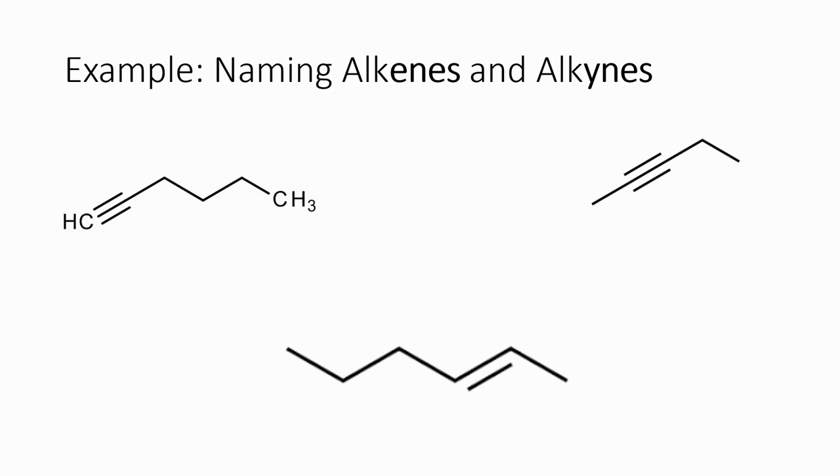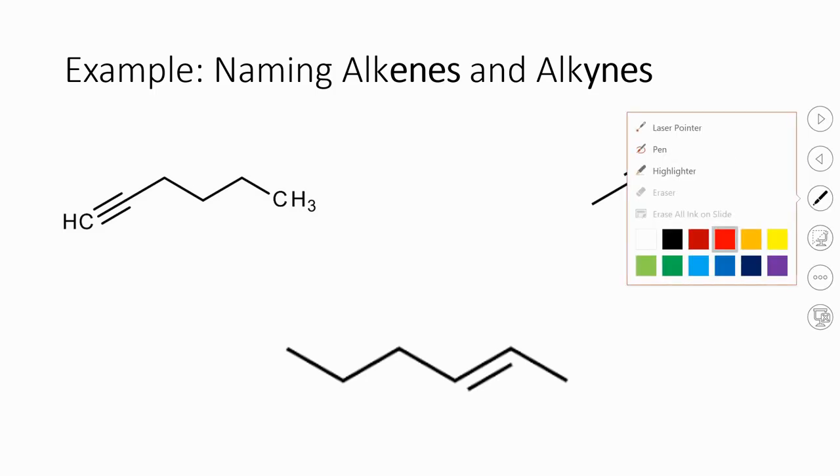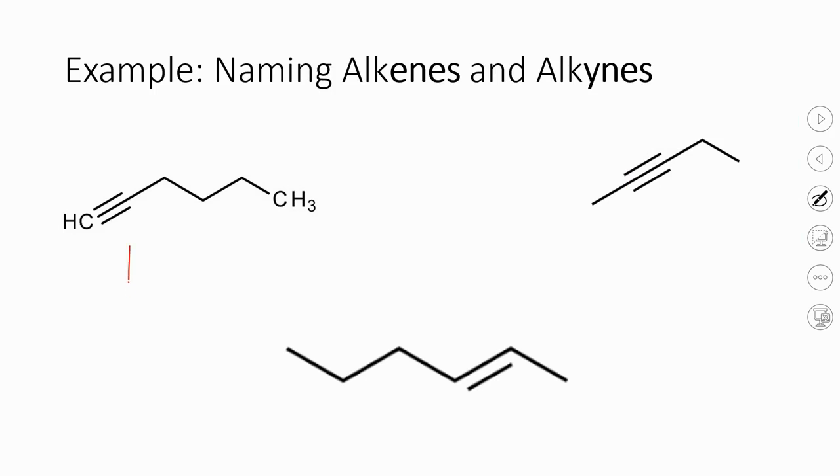This one is hexyne or 1 hexyne. Remember, this is our suffix for this triple bond. So hexyne or 1 hexyne. Let's change this. Okay, are you okay with that? So we've got 1, 2, 3, 4, 5, 6 carbons here.